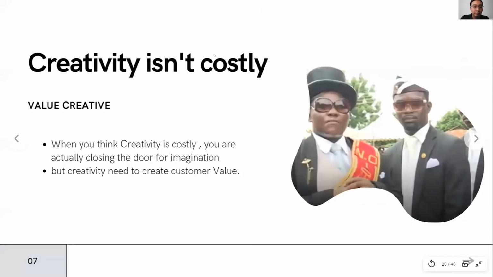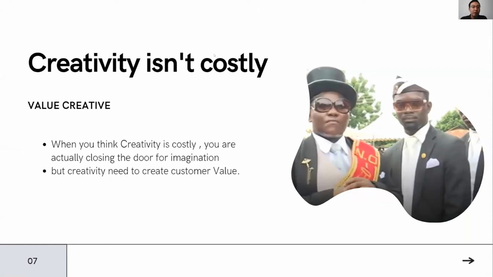So another thing is that creativity isn't costly. This is also a mindset. You must put it in your mind that creativity isn't costly, because a lot of people, when you tell them to run this campaign, run this ad, run this idea, will start with the thought, oh, this idea will cost me a lot of money. When you think of it, before you actually think how to minimize the cost, you are closing your door for imagination. You're closing your door for collaboration. You're closing your door for a good ad.